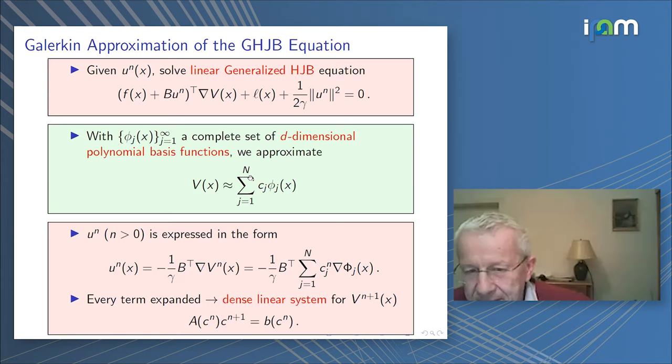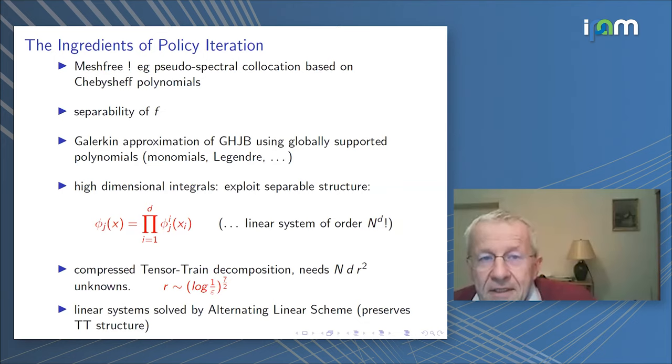And then we express the derivative of the value function in this form. We have the control. We stick this into the linear generalized HJB equation. We have a dense system of tremendous dimension. Still. So what did I do so far in this context? A mesh-free discretization of the PDE, separability of the nonlinearity, Galerkin type approximation of the generalized HJB equation using typically globally supported polynomials like monomials, Legendre polynomials. Now we have high dimensional integrals to evaluate, which is, of course, a tremendous job.